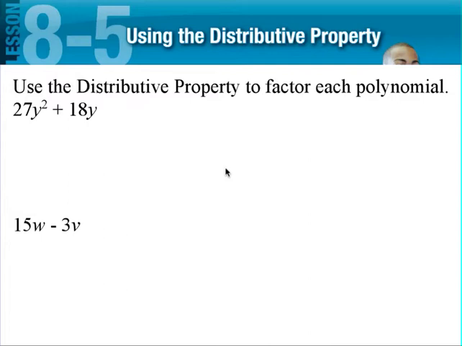property to factor each polynomial. We will, in fact, have a test before the end of the quarter. Remember, the end of the quarter ends next Friday. So we will, in fact, finish Chapter 8 and have a test before the end of the quarter.